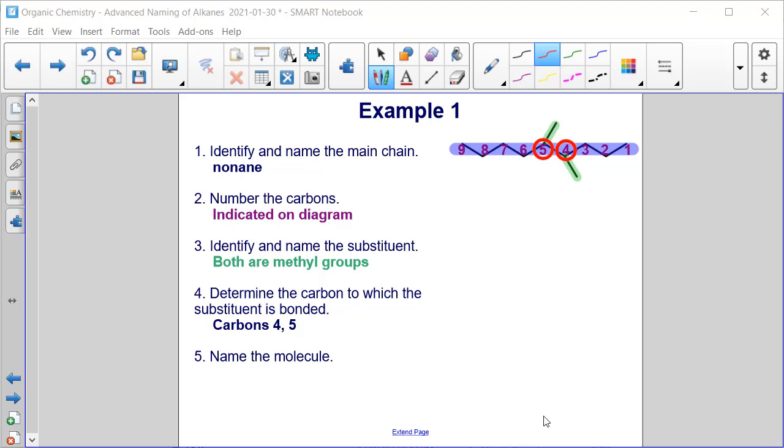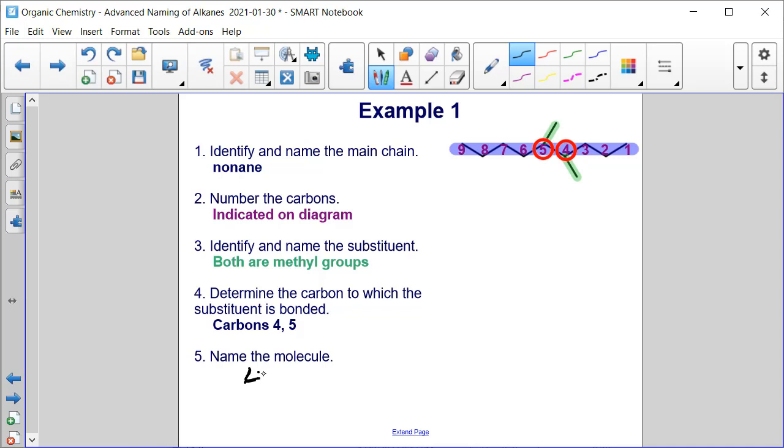All right, so here you see in number 4, I've circled in red, carbons 4 and 5 are the ones that the substituents are bonded to. Now we need to name it. So here's how this looks. Just like in previous examples, we start with the number of the carbon that our substituent groups are on, but in this case there are 2, so we separate it by a comma.